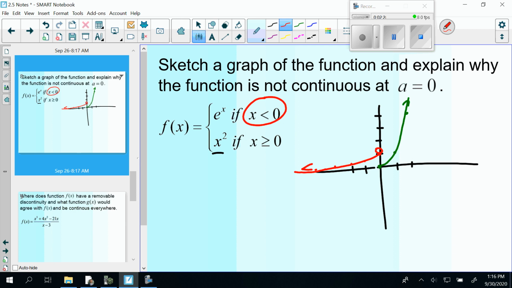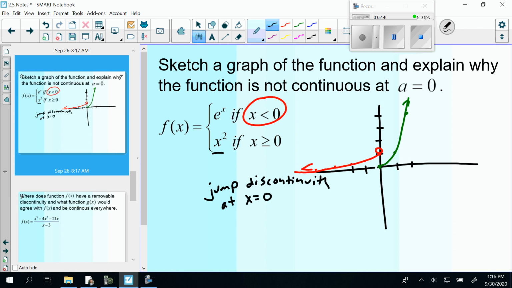All right, so it says graph, explain why this function is not continuous at 0. Well, you can see from the graph here, there's a jump discontinuity at x equals 0.